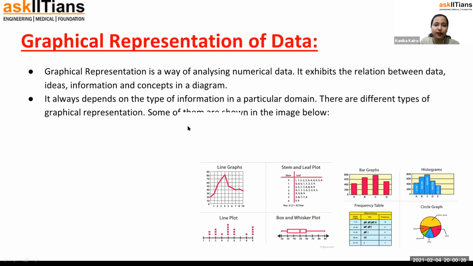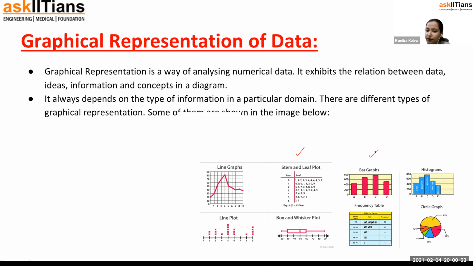First is graphical representation of data. Graphical representation means how do you represent the data in the form of graphs? There are various graphs which can help you. First is line graph. Then you have stem and leaf plot. Although stem and leaf plot is not a part of CBSE, this is a very easy way. You can check it out on Google. It would be extra knowledge for you.